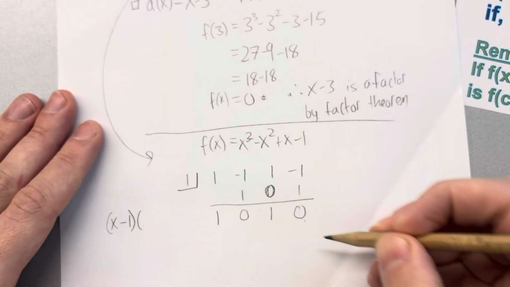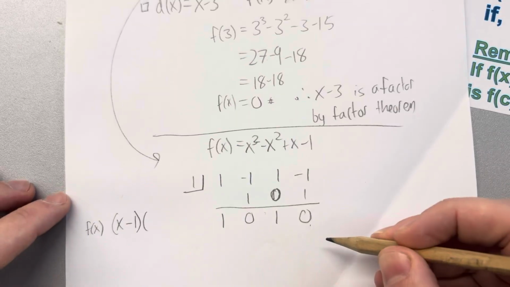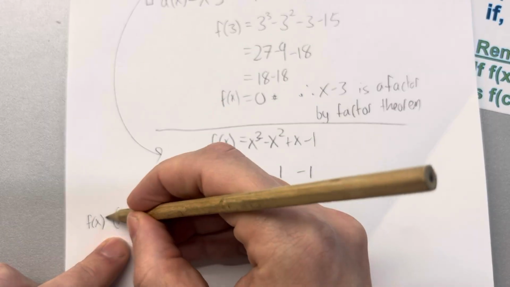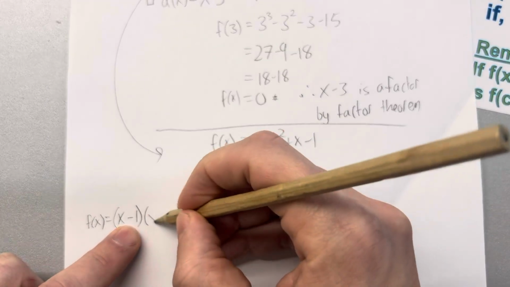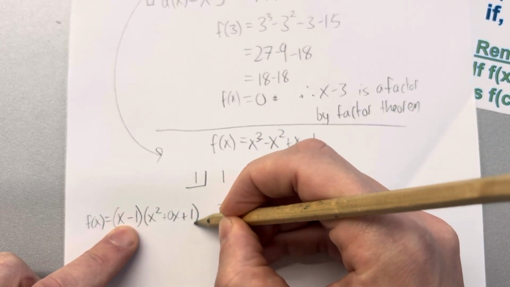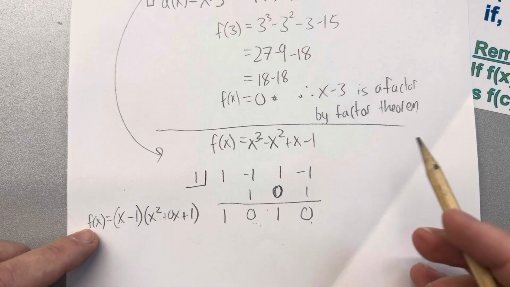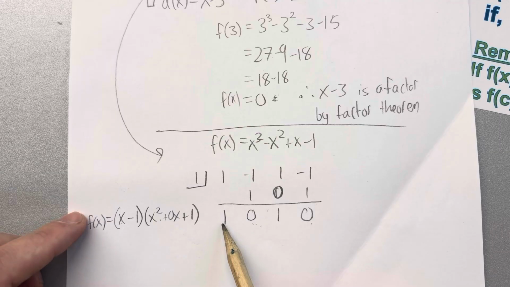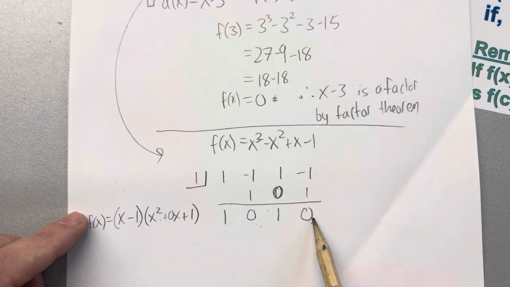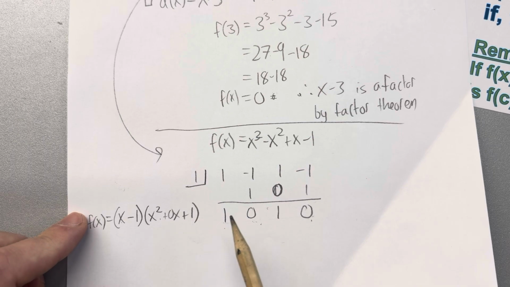So what that tells us is our original function, f of x, can be factored as x minus 1 times x squared plus 0x plus 1. So we factored the third degree cubic polynomial into a first degree times second degree. Now to completely factor it, we would try to factor this second degree polynomial. Is 1 a 0 of this? No, because if we add the coefficients, 1 plus 0 plus 1, we get 2. So 1 is not a 0.